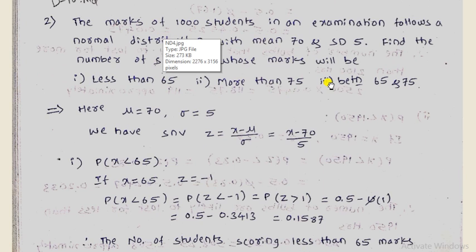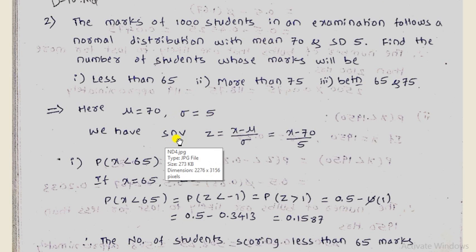Then the next example: the marks of 1000 students in an examination follow a normal distribution with mean mu equal to 70 and standard deviation sigma equal to 5. Find the number of students whose marks will be less than 65, more than 75, and between 65 and 75. Solution. Here the mean mu is 70, sigma is 5. Then use the standard normal variate formula, z equal to x minus mu divided by sigma.